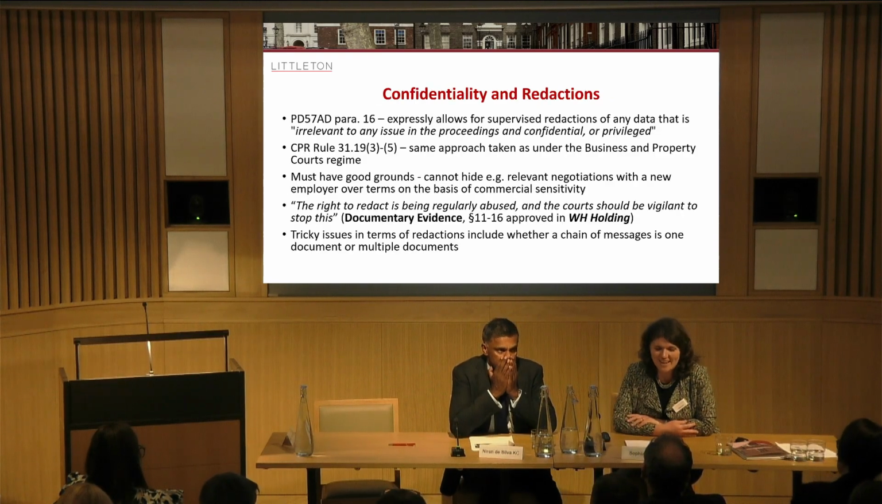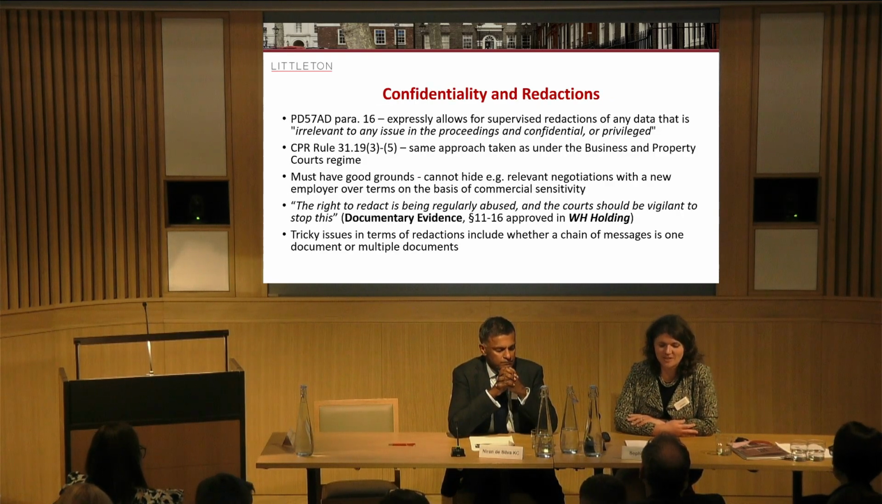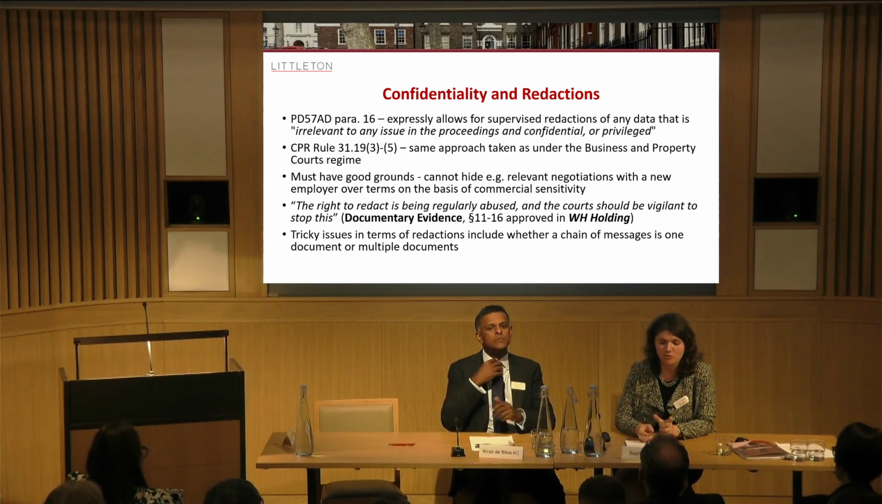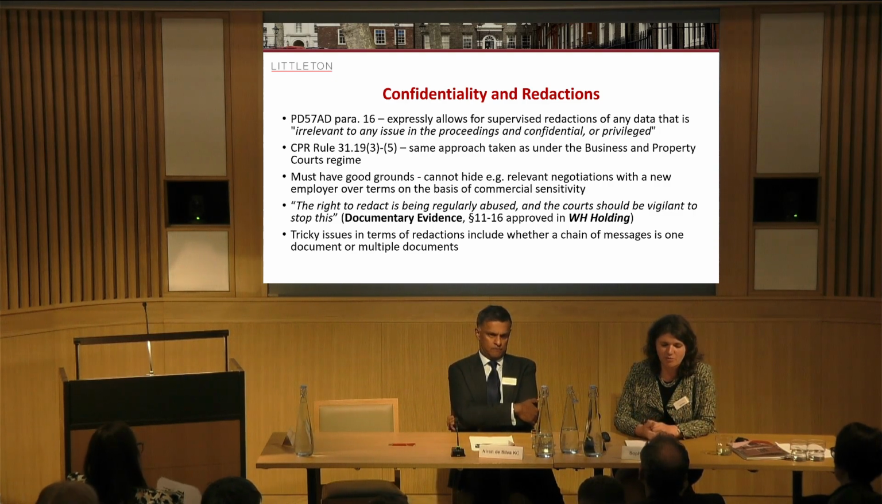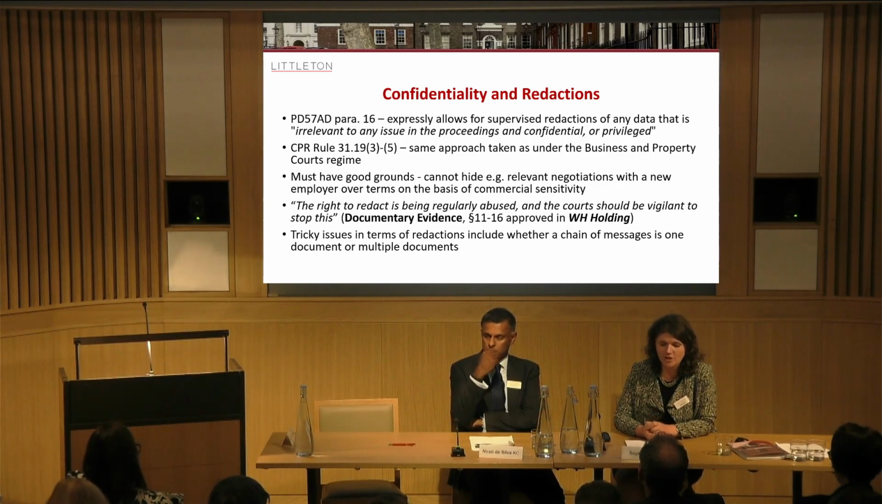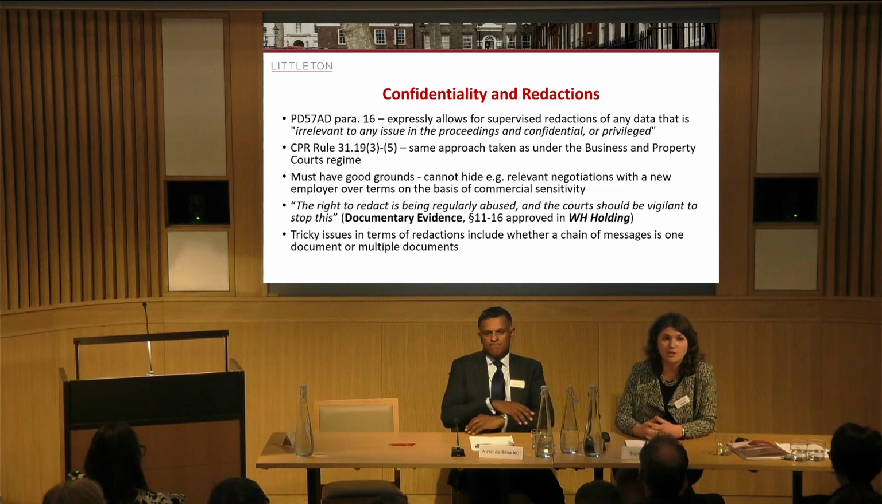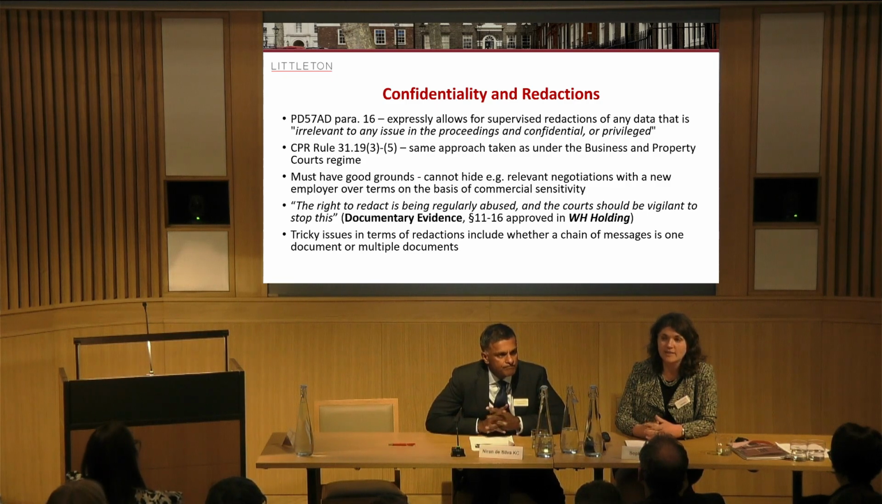Our penultimate topic is confidentiality and redactions. The Business and Properties Court regime has a specific provision, paragraph 16 of Practice Direction 57AD, that allows for redactions of any data that is irrelevant to an issue in the proceedings and is confidential or privileged. The same approach is taken under the CPR rules, the Rule 31 regime. But you must have good grounds to make the redaction.